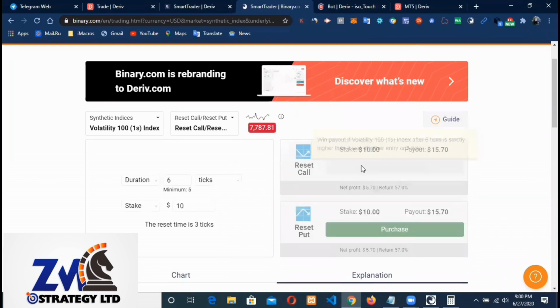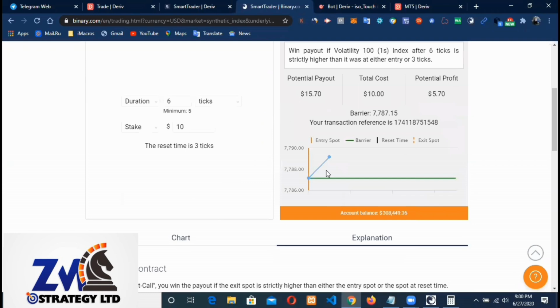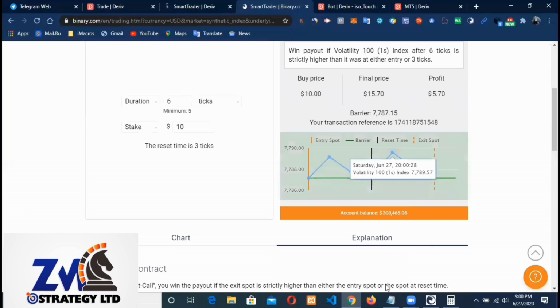Let's say we are taking reset call. Now there is 1 tick, this two, this tick. And see that now there is another line. The reason for this black line is that we now have 2 barriers. Here is the first barrier, which is this green line. Then where the reset happens is the other barrier, which means we are going to make profit in 2 ways.